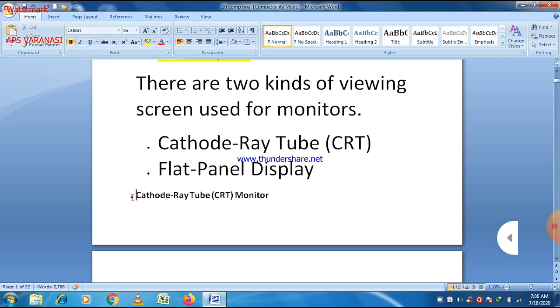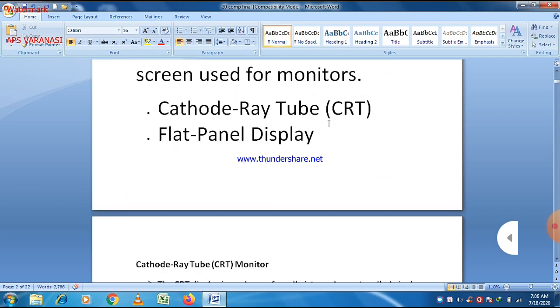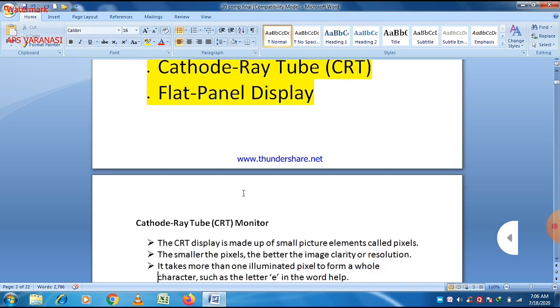So there are two basic types of computer monitor: cathode ray tube and flat panel display. These are called flat panel displays because they are totally flat, and we can hang them on a wall or put them easily on a table. That's why they are called flat panel displays.